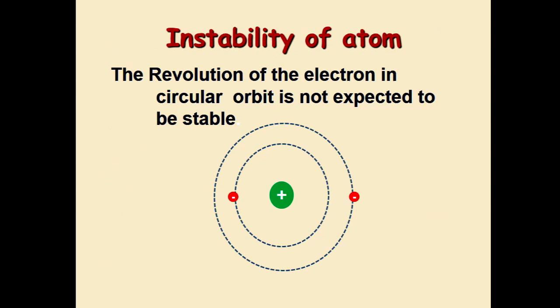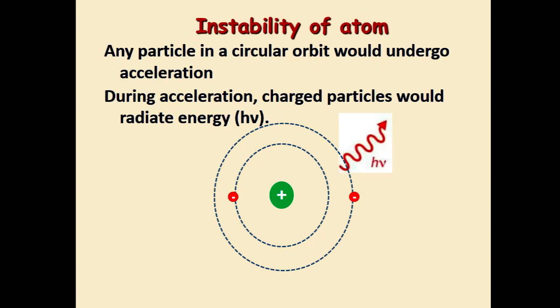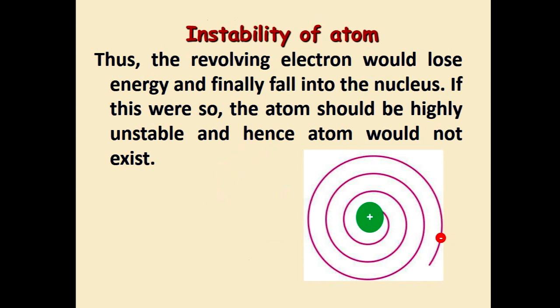Why the atom is unstable according to Rutherford's atomic model. The revolution of the electron in circular orbit is not expected to be stable. Any particle in a circular orbit would undergo acceleration. During acceleration, a charged particle would radiate energy. Thus, the revolving electron would lose energy and finally fall into the nucleus. If this were so, the atom should be highly unstable and hence atom would not exist.